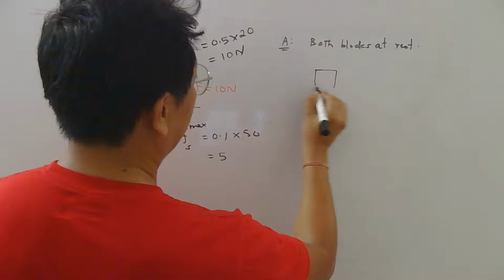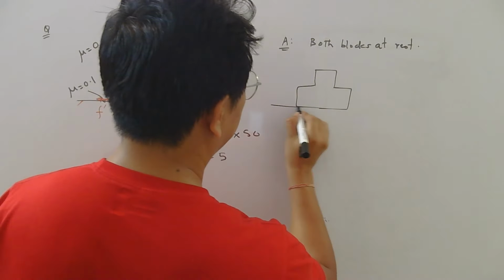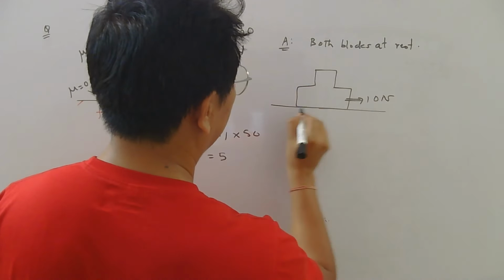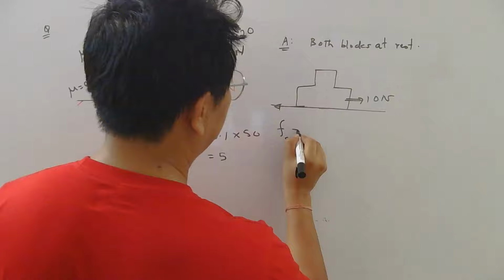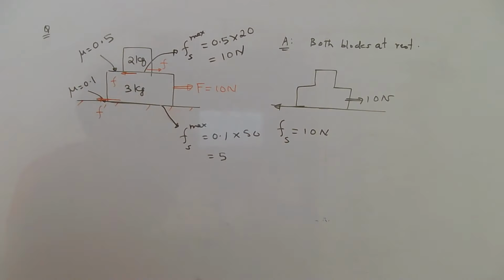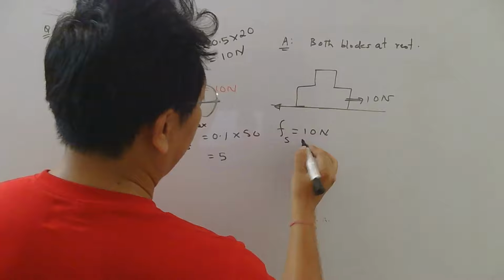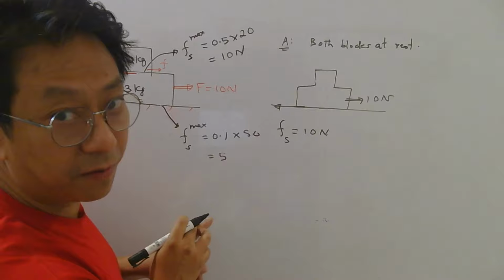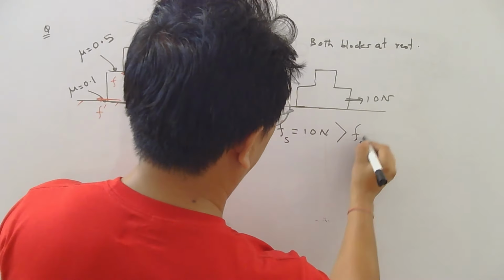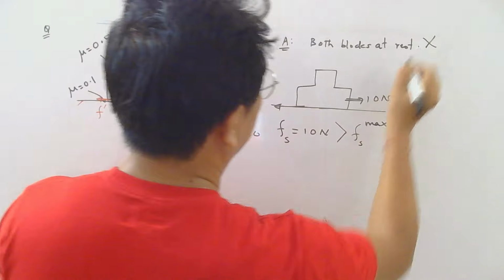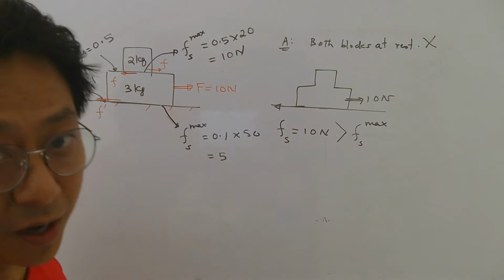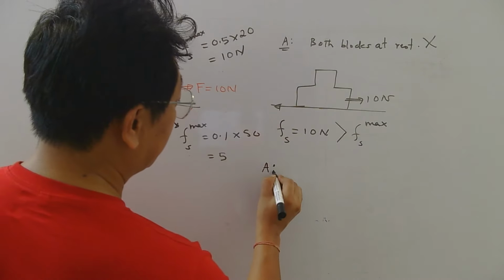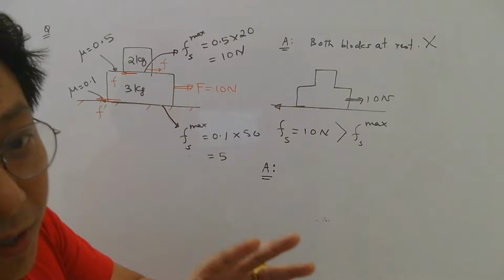So for that, if I take 2 and 3 kg as system, then applied force is 10 Newton. Here the static friction needed is also 10 Newton to keep the block at rest under this assumption. Can this be provided by maximum static friction here? No, because maximum here can be only 5 Newton. So this is greater than F max. So this assumption is wrong. So both the blocks are not at rest, remember, with respect to the floor. Now second assumption, both the blocks are moving together. Let's check that one.